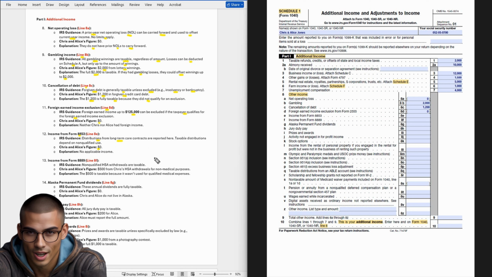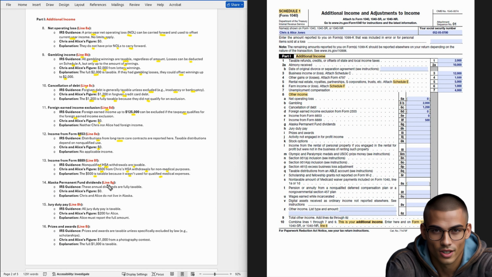Chris and Alice didn't have anything for this, so they would enter 0 for Form 8853. And then we have Form 8889, and this is for non-qualified health savings account withdrawals, and these are taxable. For Chris and Alice, there was $500 from Chris's health savings account withdrawals for non-medical purposes. So the $500 is taxable because it wasn't used for a qualified medical expense in Chris's case. So on line 8F, Chris would need to record that $500.